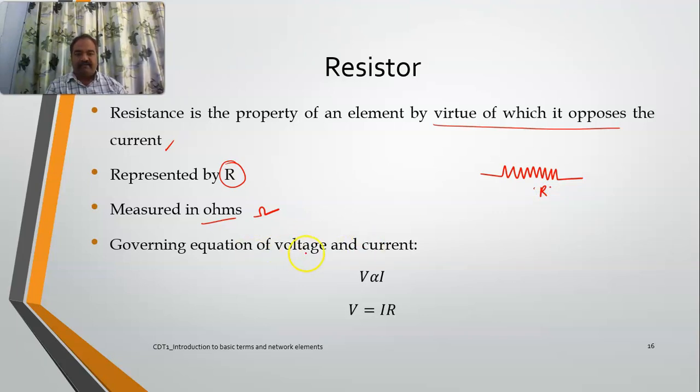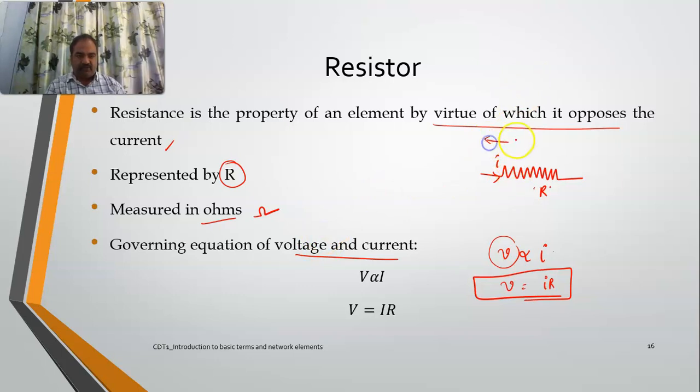The governing equation of voltage and current in a resistor is V is proportional to I. How much current flows in a resistor, the same amount of voltage drop will be developed across it. So V is equal to IR, where R is the proportionality constant. If I allow a current to pass through the resistor, then automatically there will be a voltage drop across it. This is what we call a resistor.